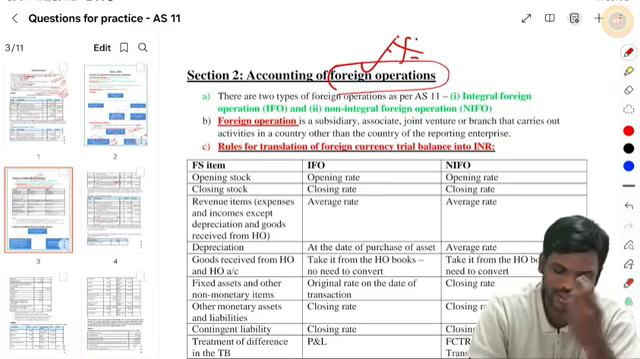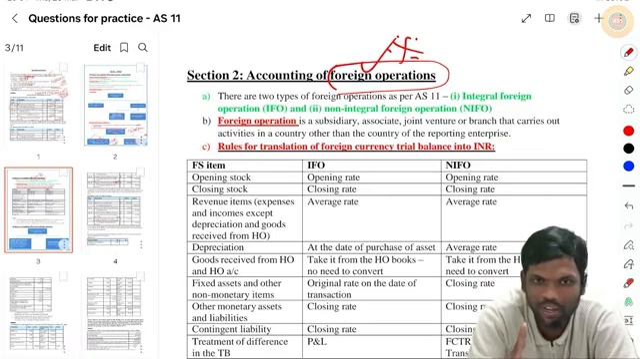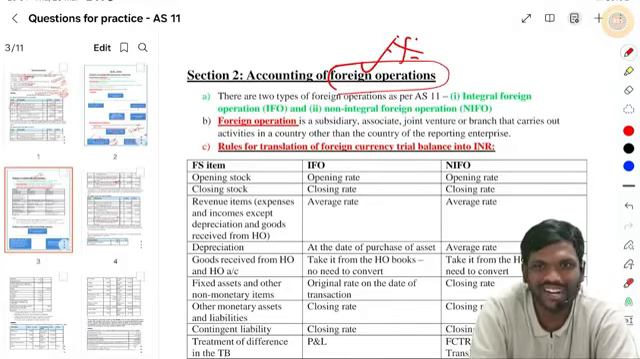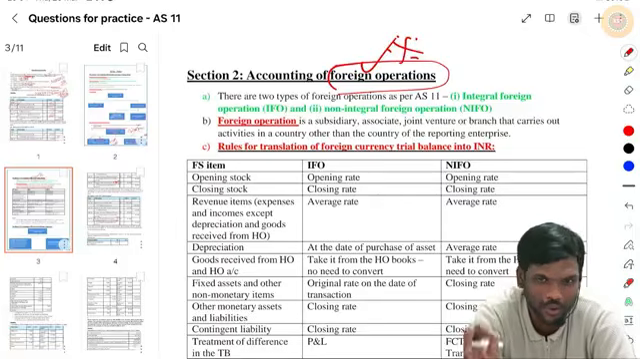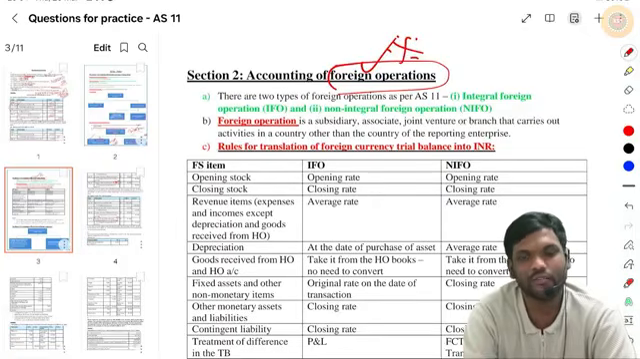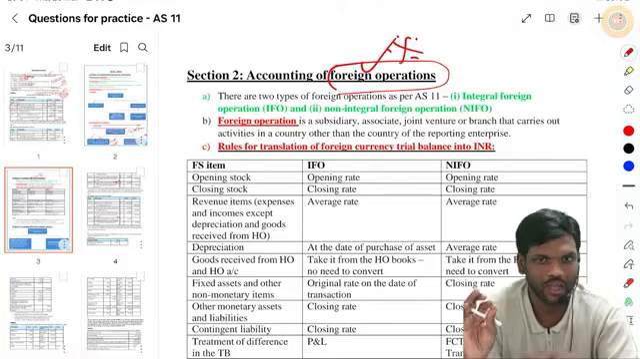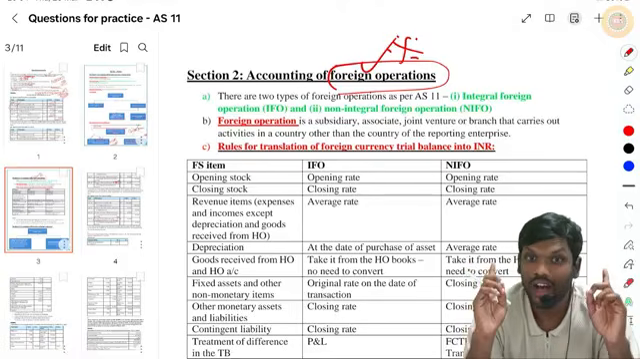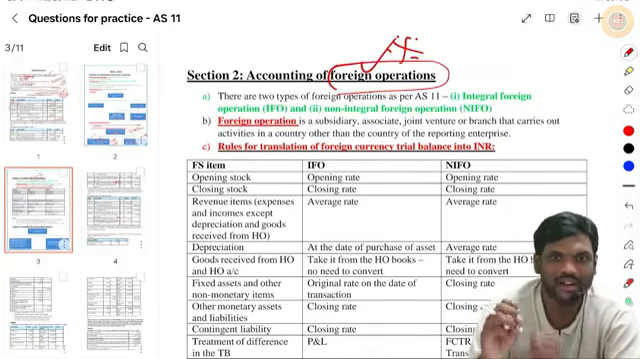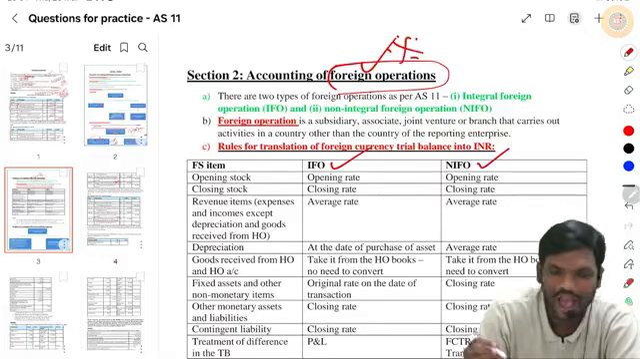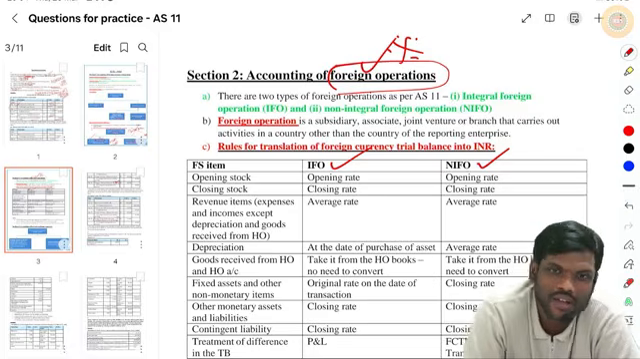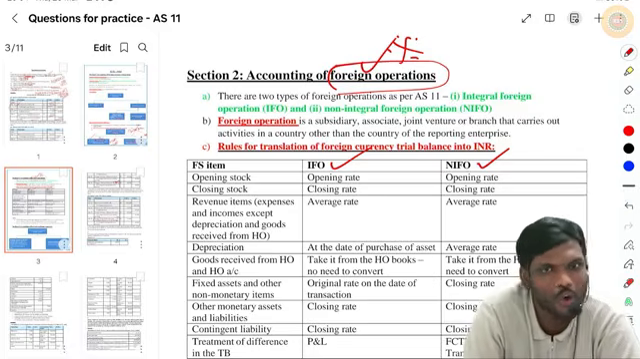So the very important thing is, first identify whether a foreign operation is integral or non-integral. Then, based on whether it is IFO or NIFO, from now I'll be calling integral foreign operation IFO and non-integral foreign operation NIFO, because our rules for converting that foreign currency trial balance into an INR trial balance are different for IFO and different for NIFO. So we need to be careful and first identify whether our foreign operation is IFO or NIFO.